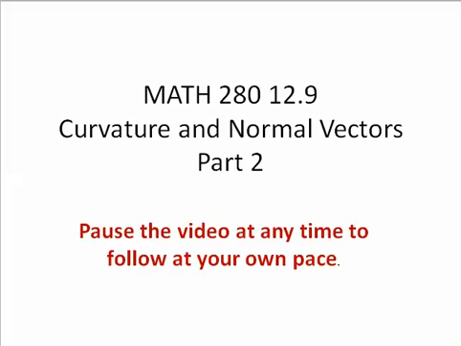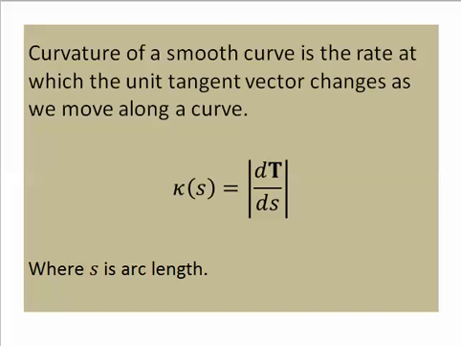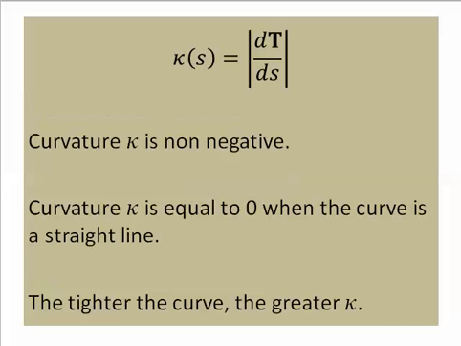Curvature and normal vectors, part 2. Curvature of a smooth curve is the rate at which the unit tangent vector changes as we move along a curve. Curvature is non-negative and is equal to 0 when the curve is a straight line. The tighter the curve, the greater the curvature.